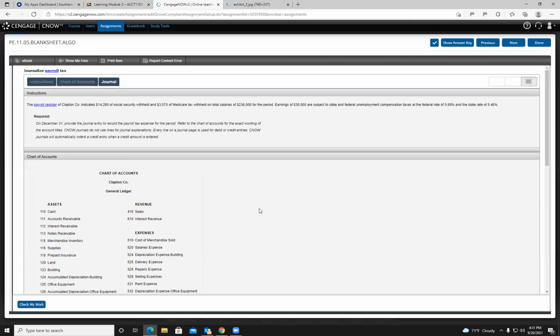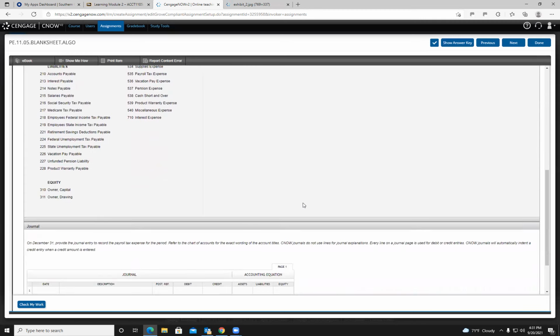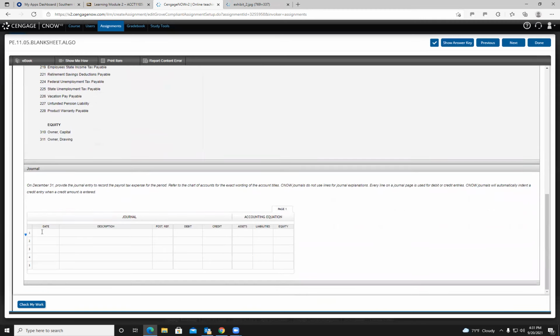Now, it also tells us that earnings of $30,000 are subject to the state and federal unemployment compensation taxes at the federal rate of 0.6% and the state rate of 5.4%. So immediately what we're going to do is start journalizing some entries.